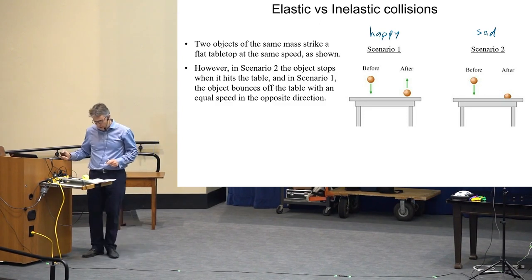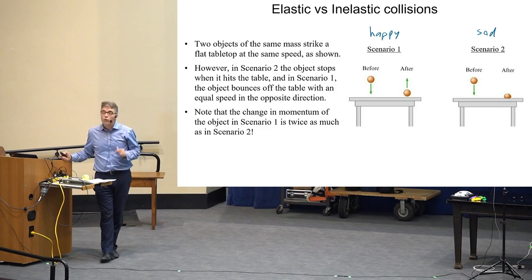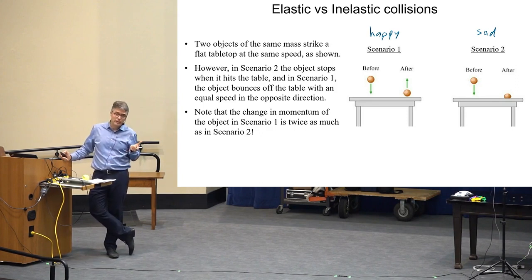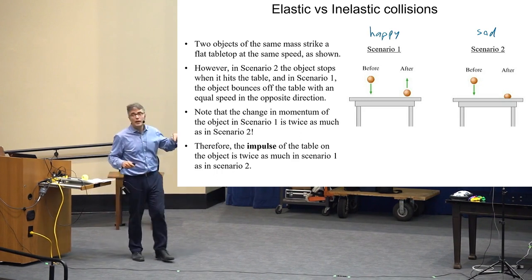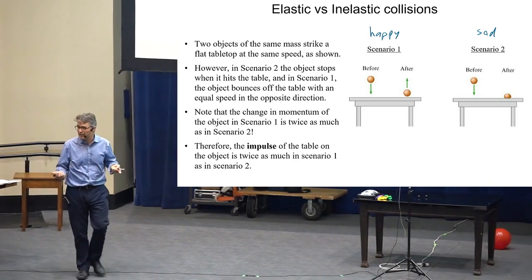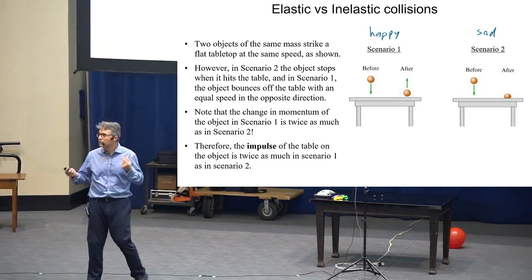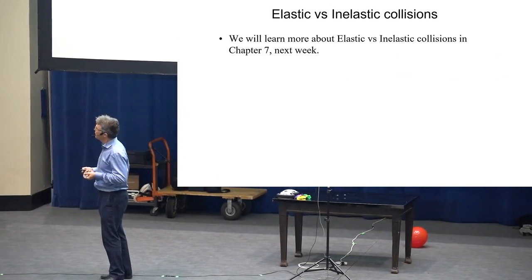Scenario 2, for some reason, it stops. And so the idea here is that they both change their momentum, because momentum is a vector. Certainly, with scenario 2, it stops, and so all that original momentum goes to 0. But then, in scenario 1, it changes it twice as much. So the impulse on the happy ball is twice as much as the impulse on the sad ball. We talked about this last time as well.